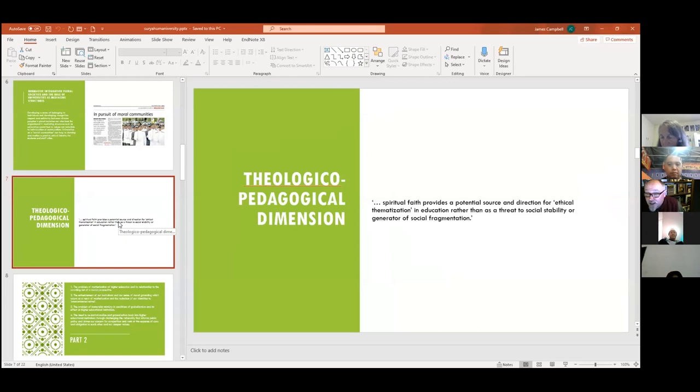spiritual pedagogical. I use theologico, but that's not necessarily important if that becomes problematic to people. Essentially, what I'm arguing is that spiritual faith provides a potential source and a strong direction for ethical thematization. In other words, for providing an ethical theme, a kind of moral center, if you will, in education. And that the spiritual traditions can provide this kind of stabilizing function in a society that is otherwise increasingly fragmented and increasingly at conflict and increasingly ill at ease.